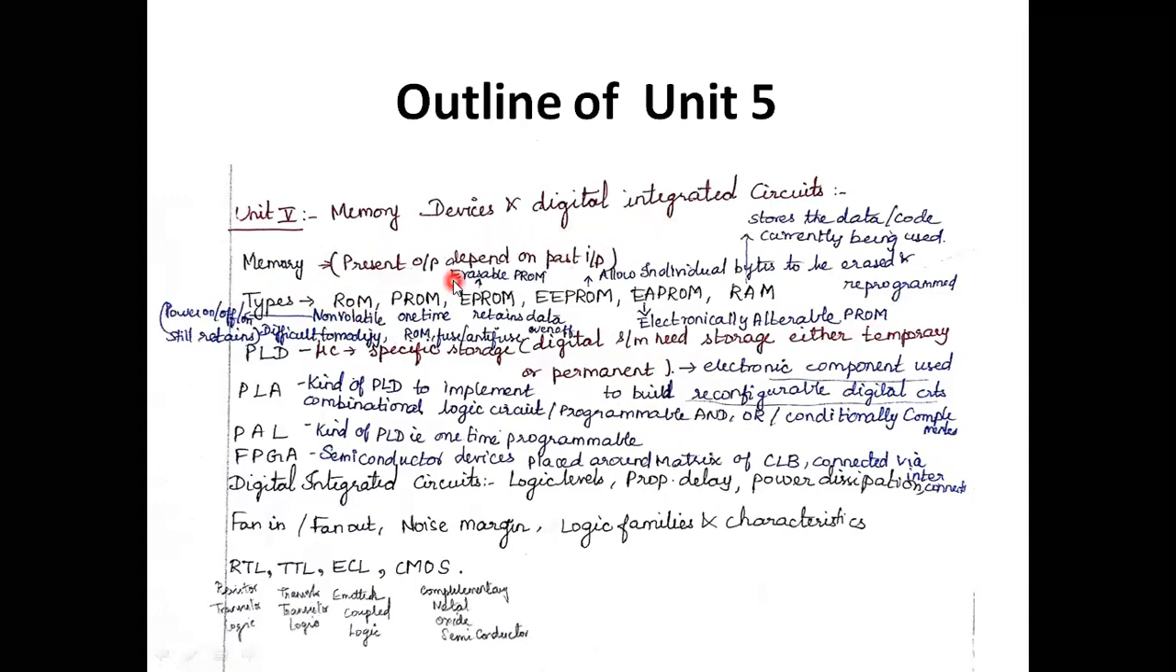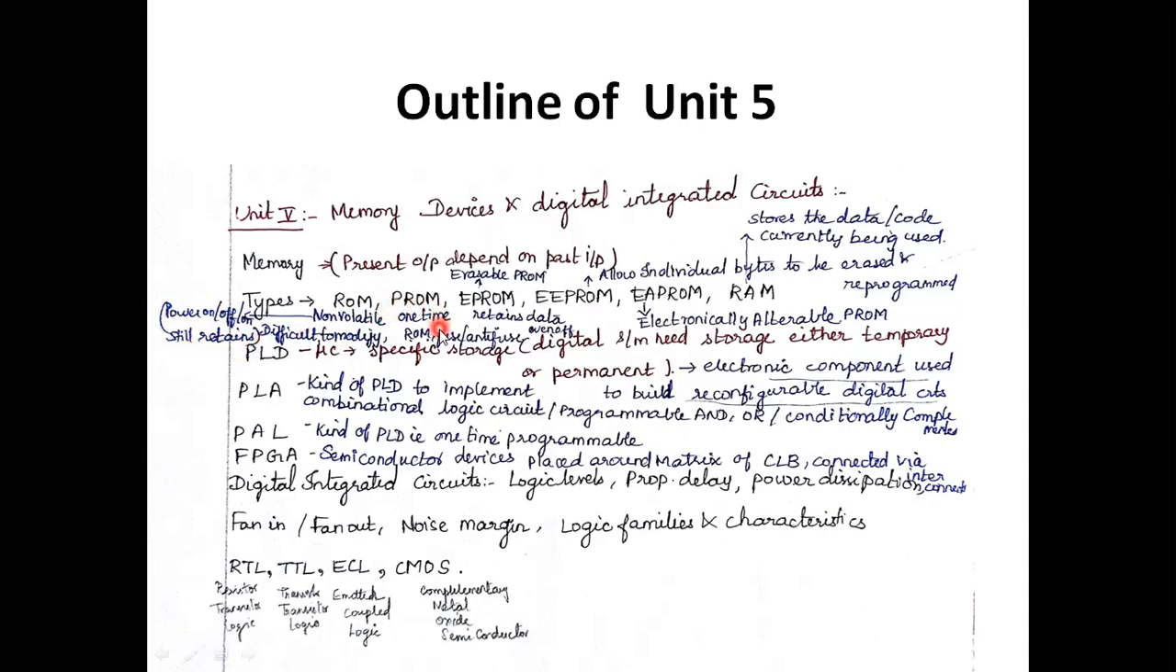Memory means the output depends upon the past input, so you have the concept of memory. Here you have the classifications like ROM, read-only memory, programmable read-only memory, erasable programmable read-only memory, electrically erasable programmable read-only memory, electronically alterable programmable read-only memory, and random access memory. Here ROM is non-volatile. It is difficult to modify even when the power is on. If the power suddenly goes off and is turned on again, the data will still remain. That is called non-volatile memory.